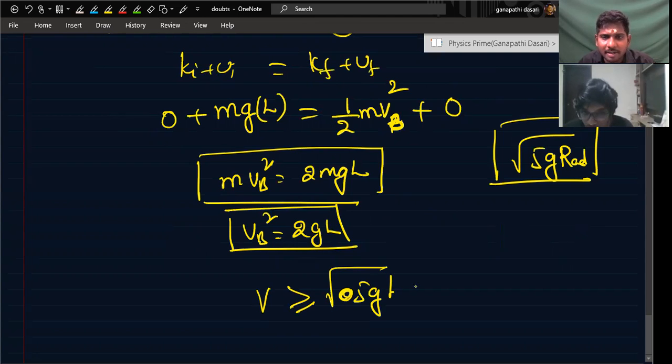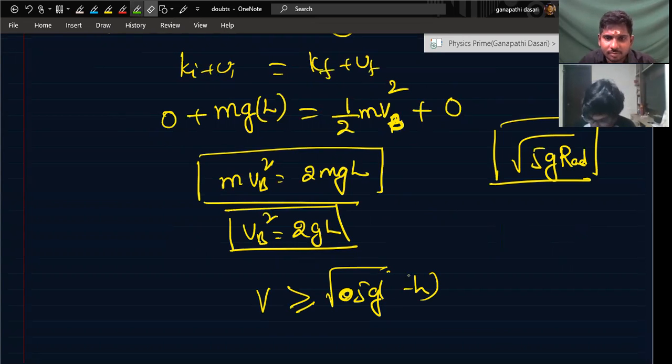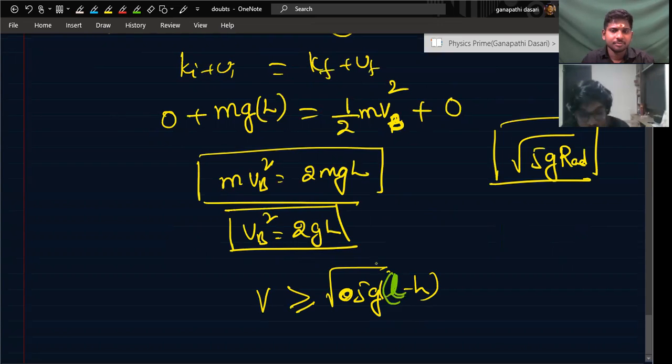Radius is how much? l minus h, right? I'll write it with small l, otherwise h and capital L are confusing. l minus h, right? Our velocity should be greater than that much. If it is less than that, it will not complete the circular motion. Minimum is root 5 here.